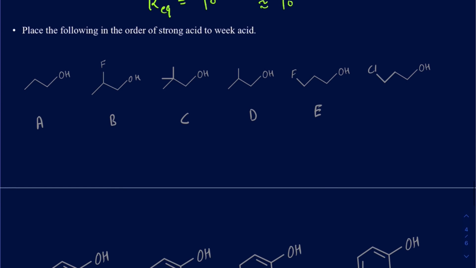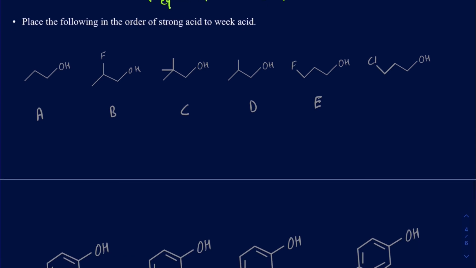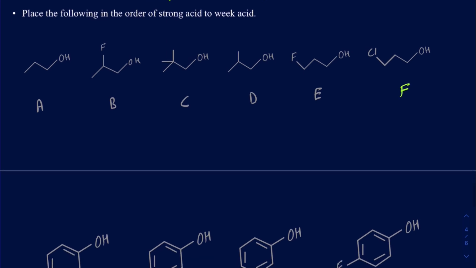Well, before we go, I want to look at these examples here. I'm going to try to figure out the acidic order on this particular one, and this is going to be F here. So let's look at all of those. It's going to be a better idea if you can pause the session, do this on your own, and see if you get it right.